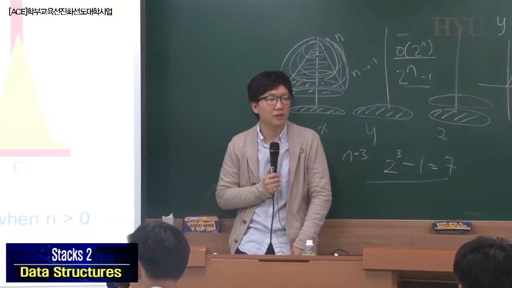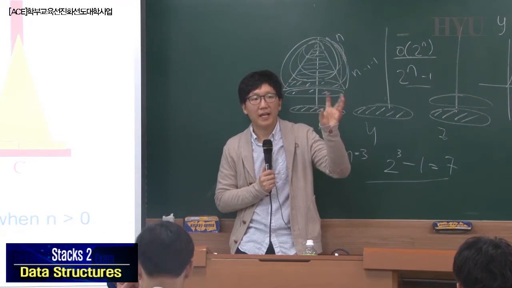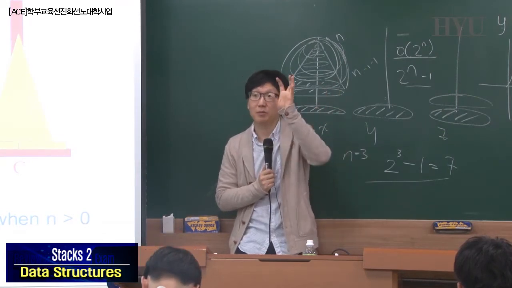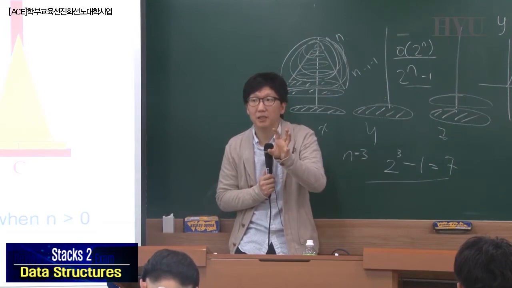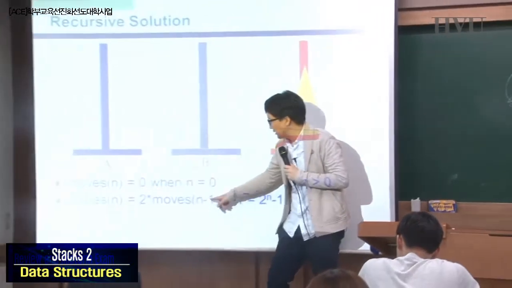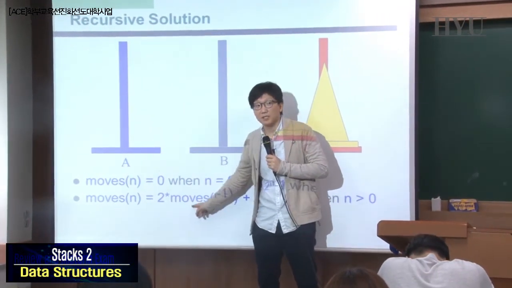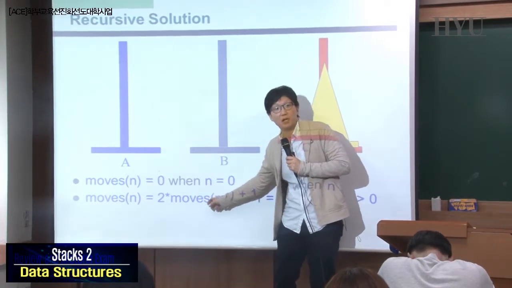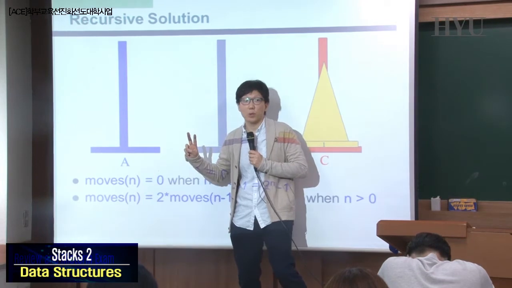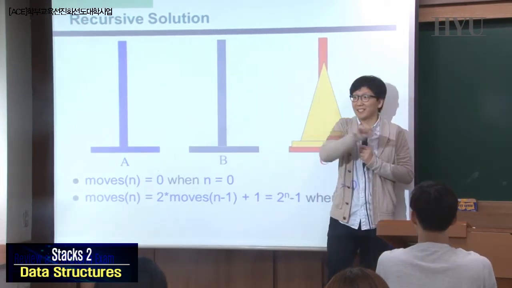We just got the idea, right? Move the n-1 disks from A to B first. After I move the bottom disk to C, now I have to move those n-1 disks in B to C. That's why it's moves n-1 times 2. This is how many moves I need for moving n-1 disks, but I have to do it twice in order for everything to go to C. Plus 1, moving the last disk into C.